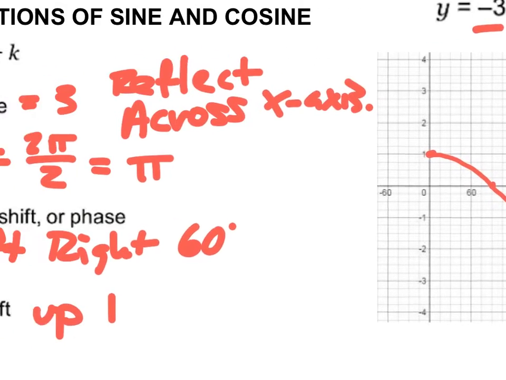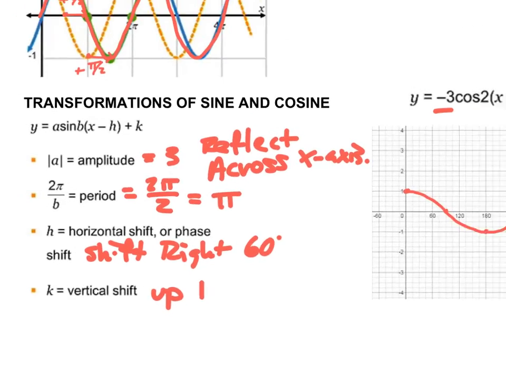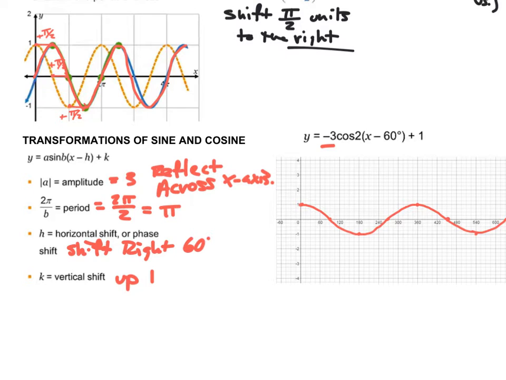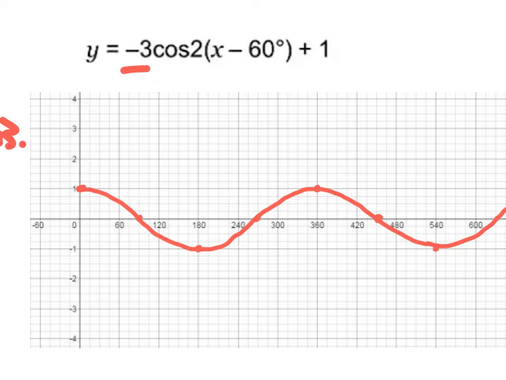So now, which one should we manipulate first? What do you think? Should we affect the amplitude, the period, the horizontal shift, or the vertical shift? Vertical. You want to do vertical shift? Yeah, let's do that. So let's do the vertical shift. Let's move everything up 1 unit. I think that's a good idea.